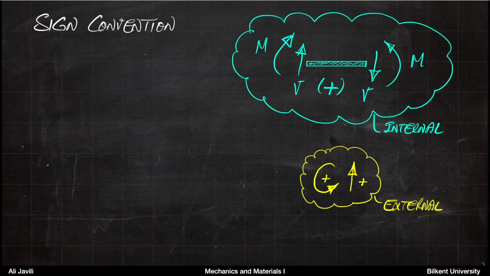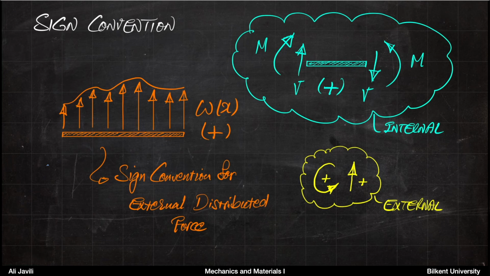So if I want to summarize what we had for the conventions, this is for the internal loading conventions and this is for the external loading conventions. But now what happens to distributed loads? If we have distributed loads, the sign convention for external distributed force would also be positive if it is upwards, which is following obviously the usual convention that we have for external forces. So there is no surprise here.